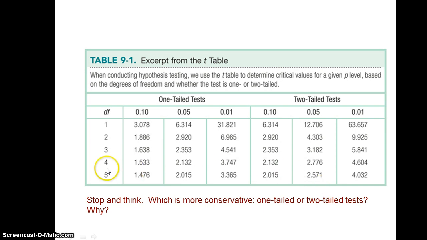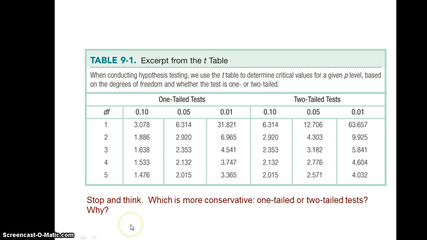So if we have 4 degrees of freedom, and we're using an alpha of 0.05 for a two-tailed test, then our critical value will be 2.776. So basically you need to take the number of people in your sample, subtract 1, and that will give you degrees of freedom and tell you which row you need to use. And usually you're going to use a two-tailed test with alpha equals 0.05.